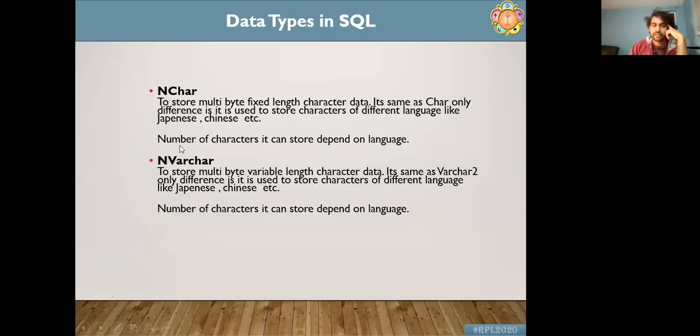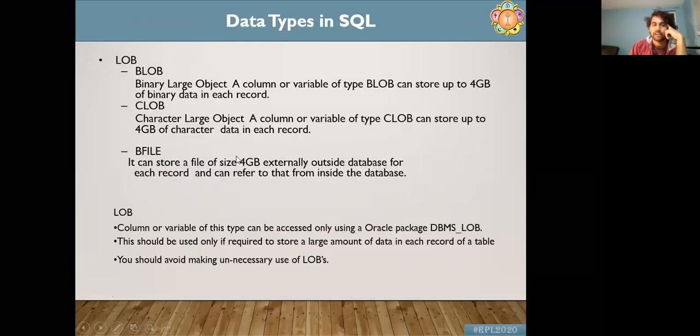And nchar, nvarchar, all these are data types that we have. LOB, large objects, BLOB, binary large objects, CLOB, character large objects. All these data types like LOBs, BLOBs, CLOBs can hold up to 4 gigabytes of data in each record. That means each record, let's say you are inserting some audio file or video file.